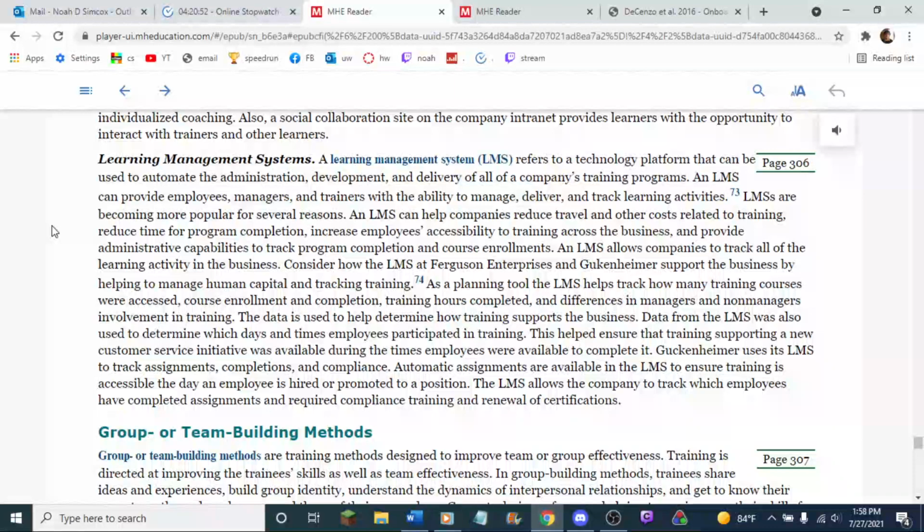Data from the LMS was also used to determine which days and times employees participate in training. This helps ensure that training supporting a new customer service initiative was available during the times employees were available to complete it. Google uses its LMS to track assignments, completions, and compliance. Automatic assignments are available in the LMS to ensure training is accessible the day an employee is hired.